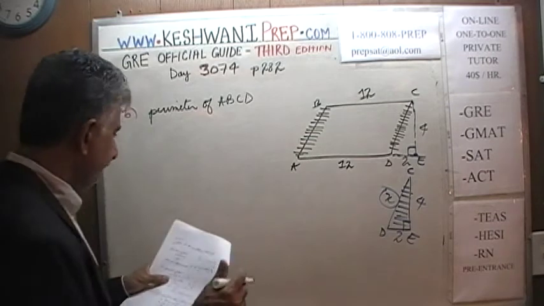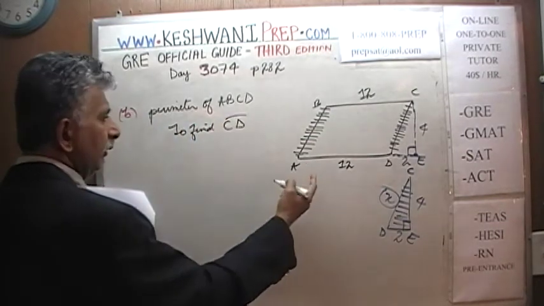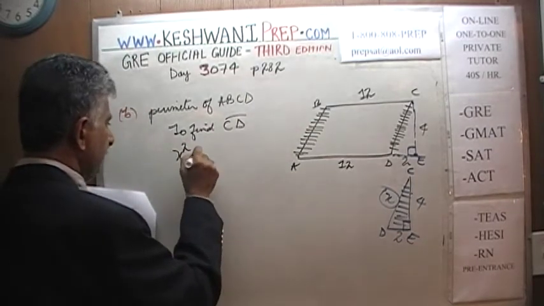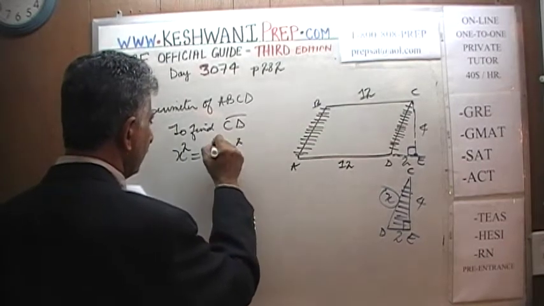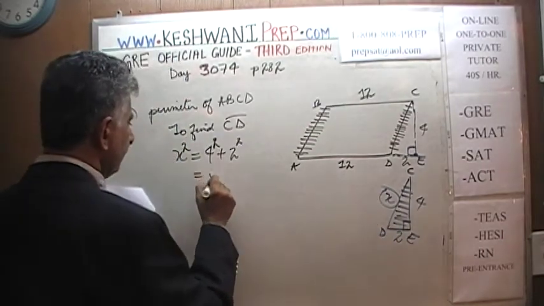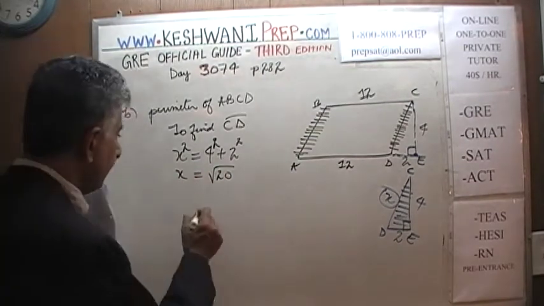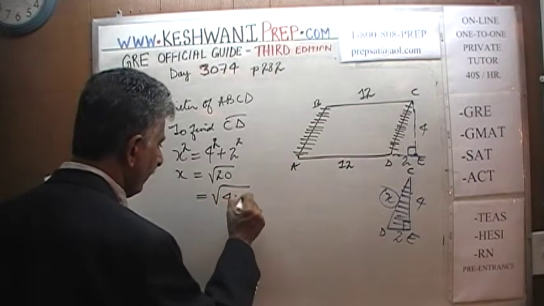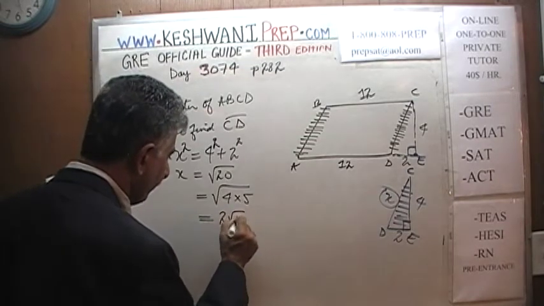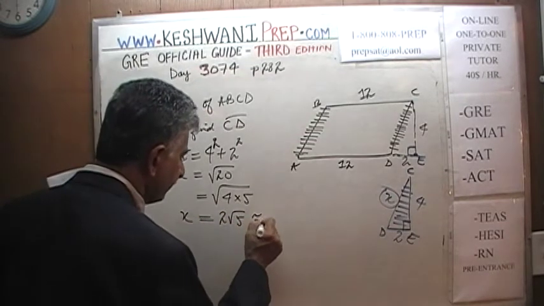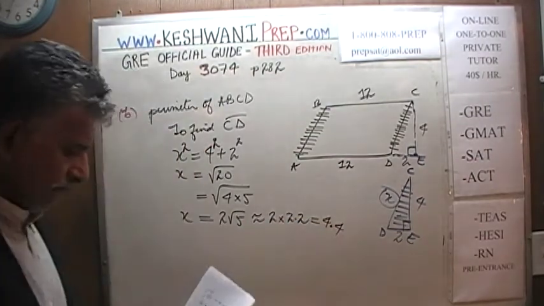So to find the distance CD, we simply have x squared, which is the hypotenuse squared, must equal 4 squared plus 2 squared. 4 squared plus 2 squared is just 20, so x is the square root of 20. Which, if you like, can be written as square root of 4 times 5, and square root of 4 is 2, so it's 2 times square root of 5, which of course is approximately 2 times 2.2, which is 4.4, approximately.